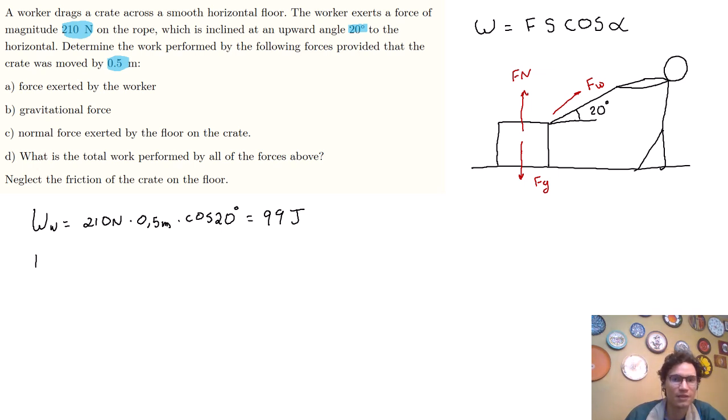Then we'll find the work done by the gravitational force. So it will be the gravitational force times the displacement times the cosine of the angle. But the angle from the horizontal is 270 degrees. The cosine of that is 0, and the displacement in the vertical axis is also 0. So this will be equal to 0.